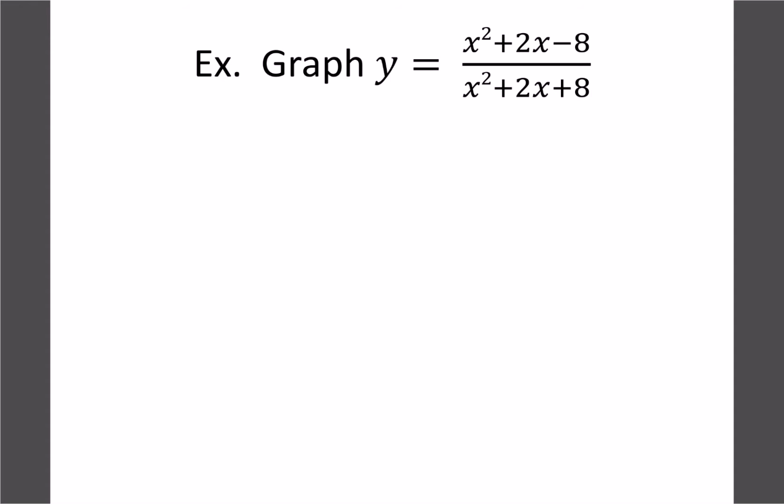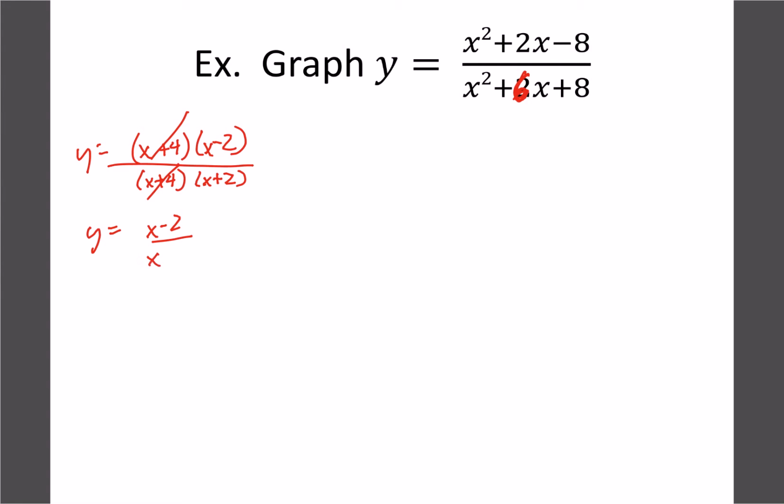And I actually messed up on this one. This should have been a 6x, not 2x. Let's change that before we start. So if we factor the top, we would get x plus 4 and x minus 2. If we factor the bottom, we get x plus 4 and x plus 2. So we can see our x plus 4s would cancel. So our simplified graph should be x minus 2 over x plus 2.